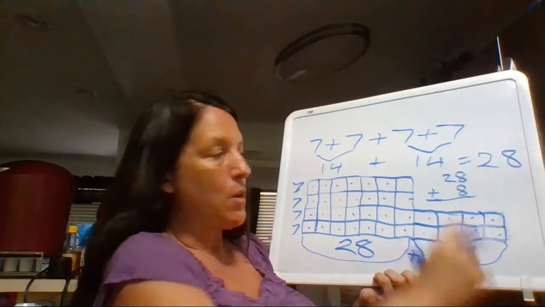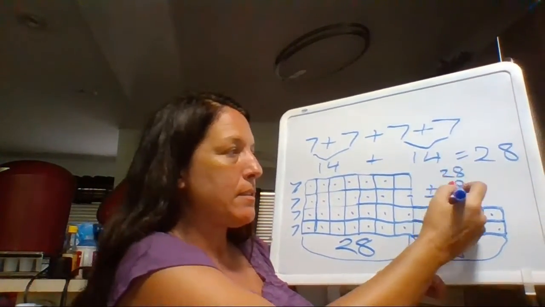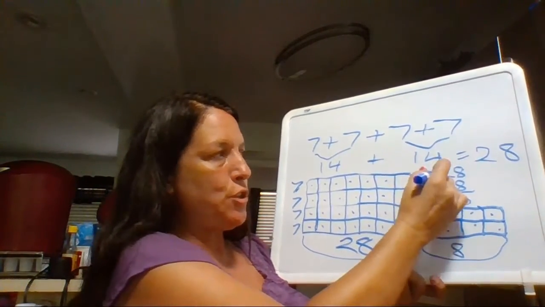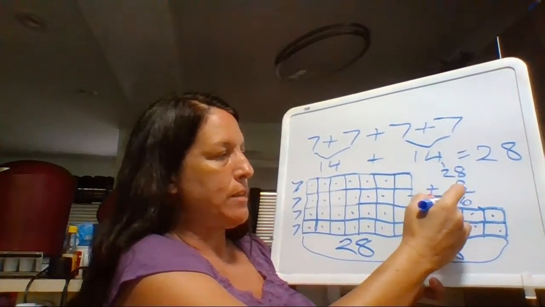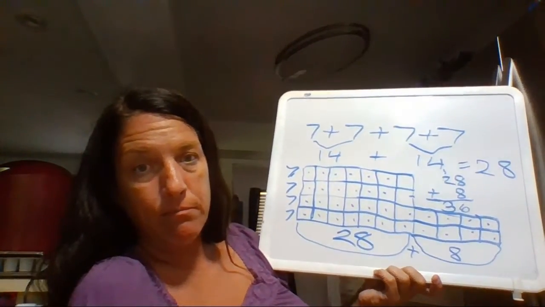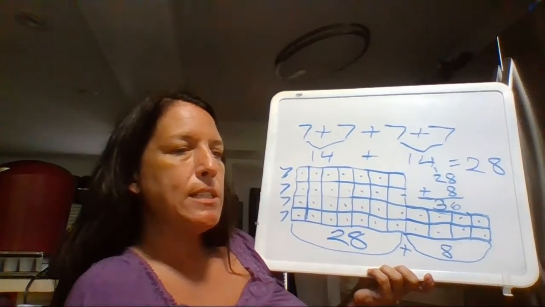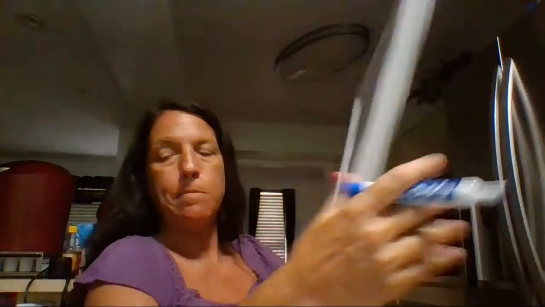Amazing. What's 8 plus 8? 16. Carry your 1. What's 2 plus 1? 3. 36. Now, you could have just counted all the squares, but I wanted you to try to use some math to figure it out. So 36, that would be letter A for number 4. Okay? Let's look at this last one.